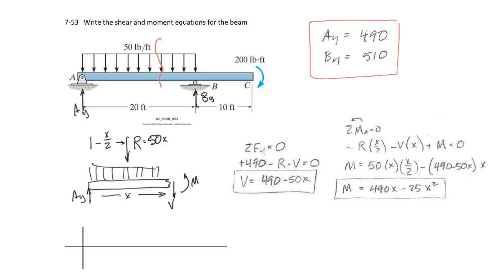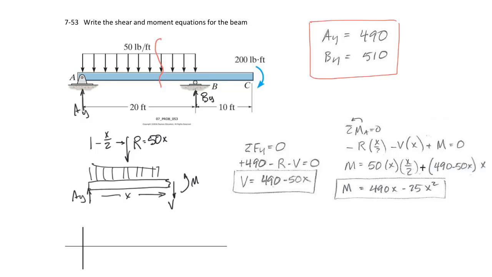actually it looks like I made a slight error here. Let me correct that. This should be a plus right there, not a negative. Okay, setting this equal to the moment, taking these two onto the other side of the equation. Resultant is equal to 50x. That would be 50x times x over 2, plus shear, which is 490 minus 50x times x. And then you simplify that and you get that equation for the moment.